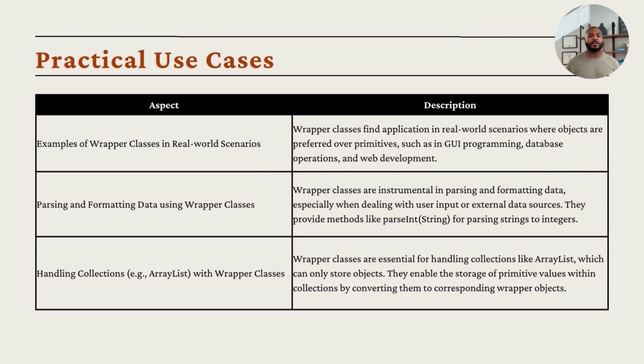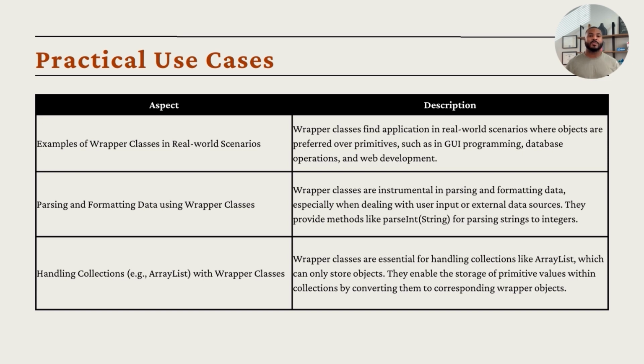So, for instance, in a GUI application, if you need to store ages entered by a user, you might want to use an array list, which requires objects. Wrapper classes like Integer can wrap the primitive int values, allowing them to be stored in the array list. Additionally, wrapper classes are vital when parsing and formatting data.